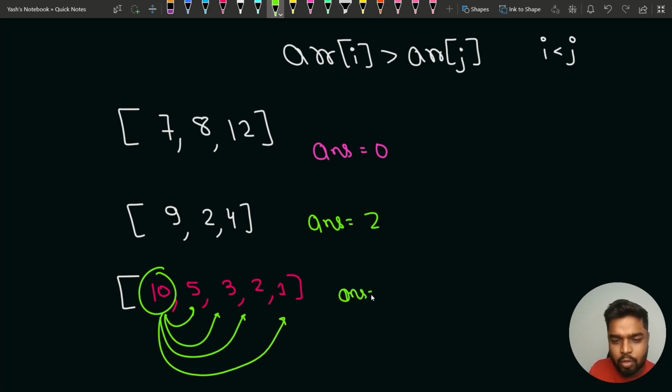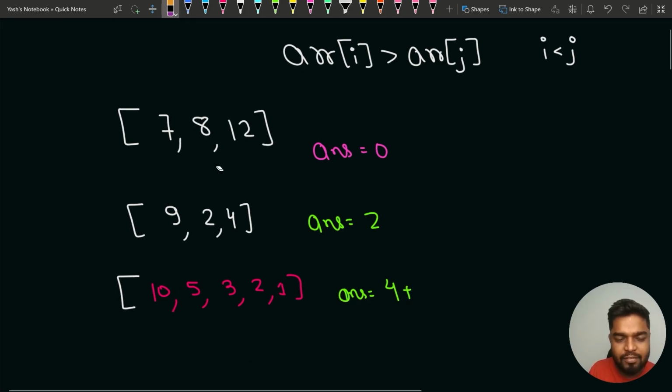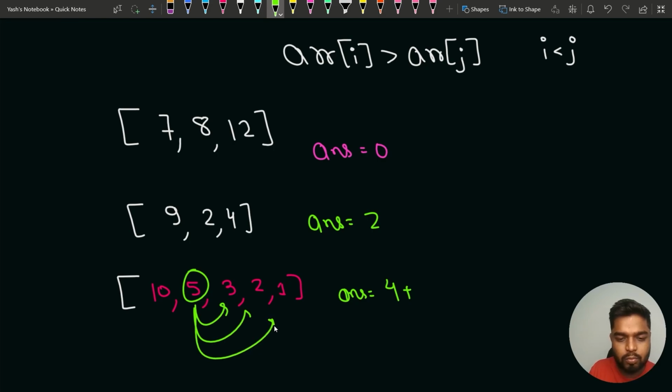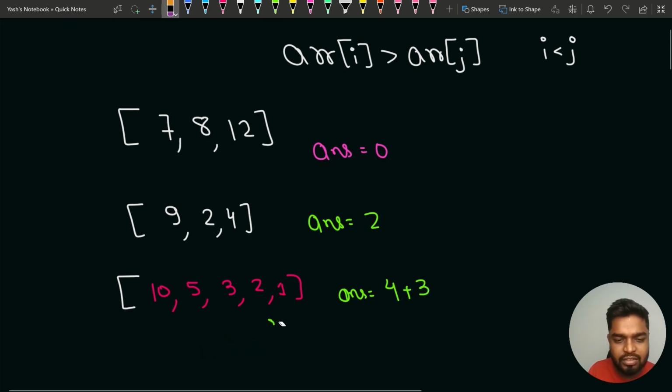So answer will be updated to what? Initially it will be 4 plus, if you see when you go to this element 5, so it is greater than which elements? 3, 2 and 1. So plus 3 will be done here. Okay, then after that when you go to this particular element, that is let's say 3, then it is greater than 2 other elements on the right side. Correct. So 2 more will be added. And then after that, if you go to this particular element 2, so you can observe that it is greater than this particular element 1. So we need to add one more.